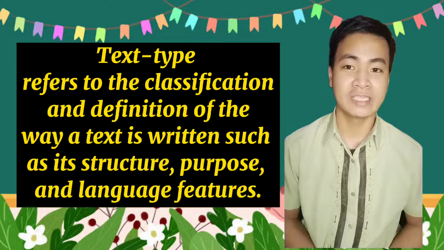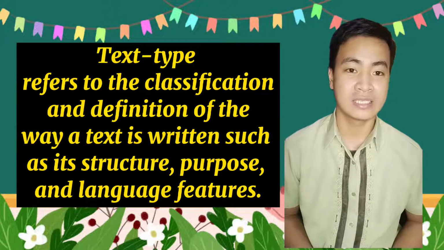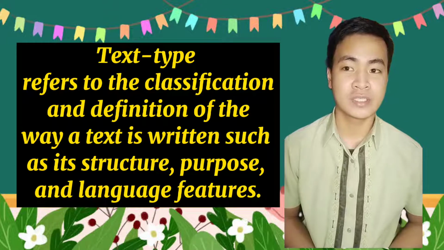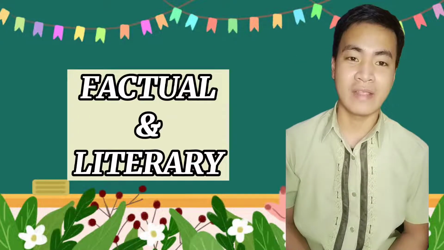A text type refers to the classification and definition of the way a text is written, such as its structure, purpose, and language features. Text types are categorized into two, namely factual and literary. So let's have first the factual.